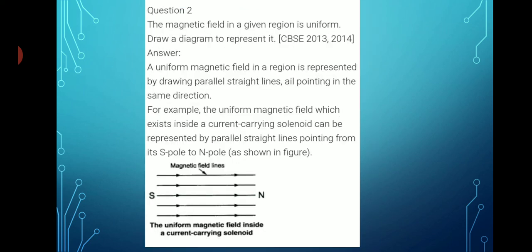Next, second one, the magnetic field in a given region is uniform. Draw a diagram to represent it. So the magnetic field lines are uniform inside the bar magnet or inside the solenoid, and a bar magnet and solenoid both act the same, right? So a uniform magnetic field in a region is represented by drawing parallel straight lines, all pointing in the same direction. For example, the uniform magnetic field which exists inside a current carrying solenoid can be represented by parallel straight lines pointing from its south pole to north pole. So parallel lines inside the magnet move from south to north, and outside from north to south pole.